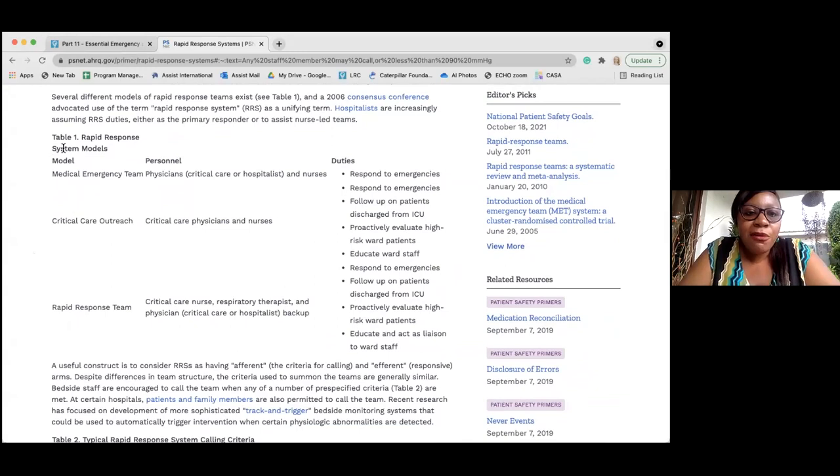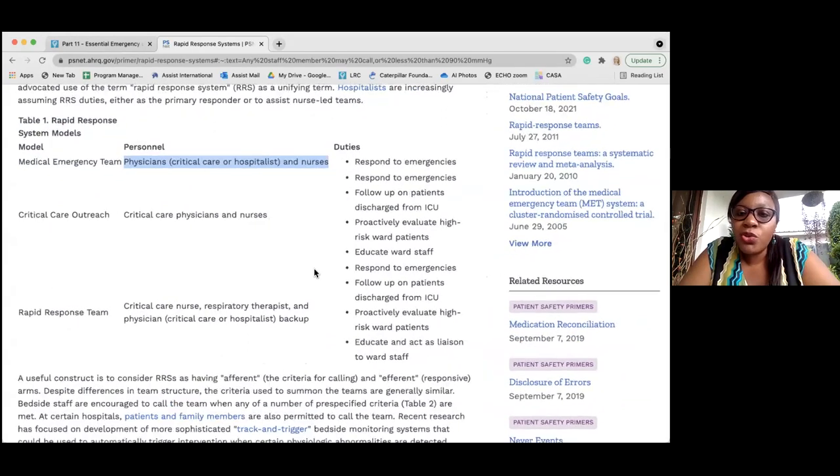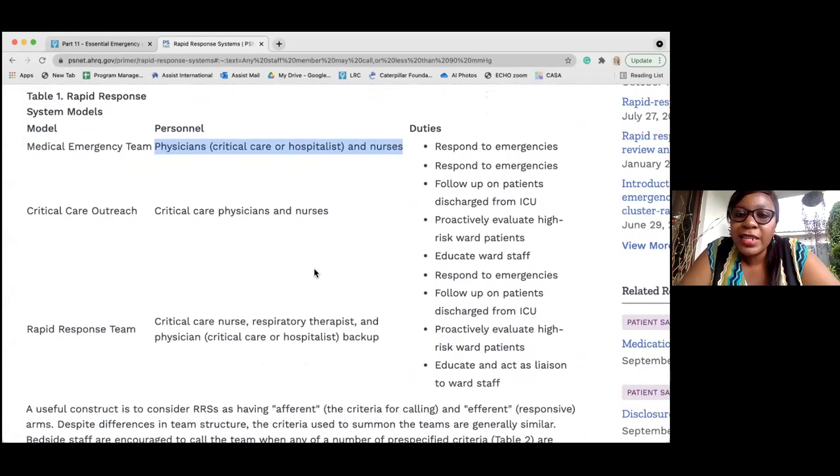For instance, Table 1 shows us a medical emergency team. The personnel in this team could be physicians, critical care nurses, hospitalists, or general ward nurses. Their duty could be to respond to such emergencies and follow up on patients, especially post-ICU discharge, basically to be proactive on many patients who are discharged post-ICU.